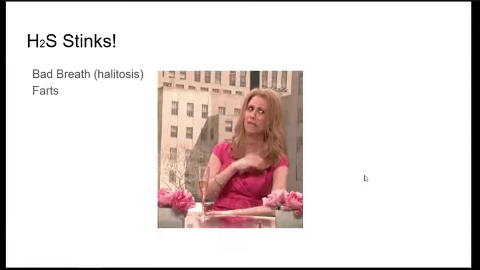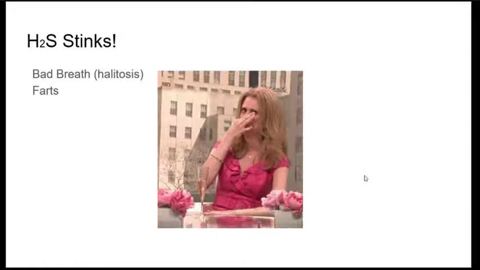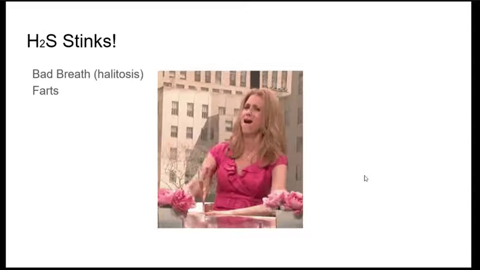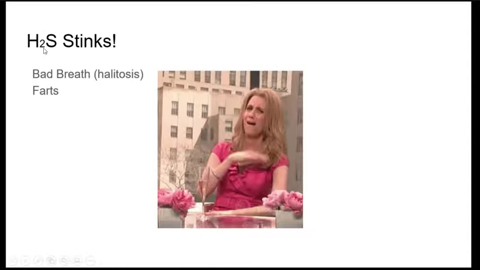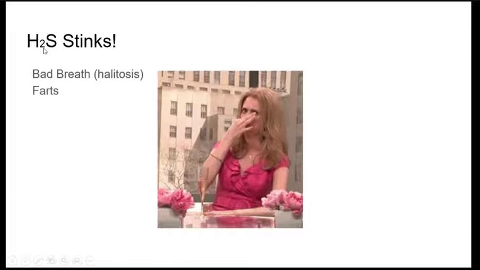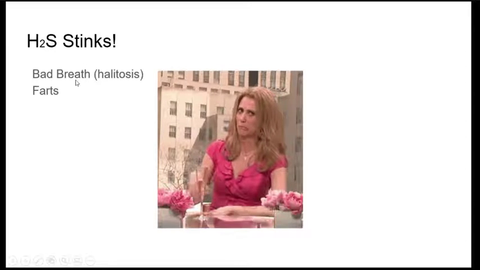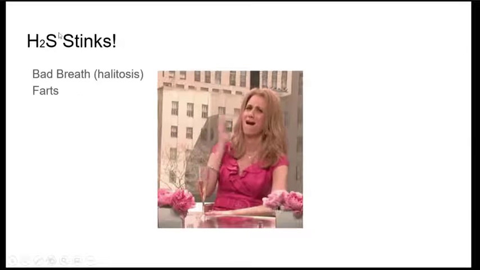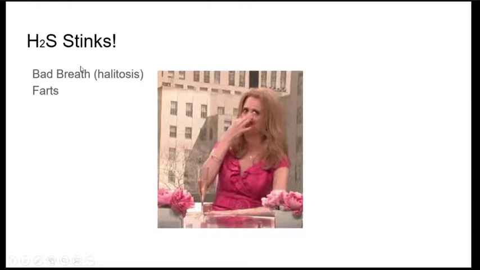And sulfur stinks. That rotten egg smell that you sometimes smell is actually from hydrogen sulfide, H2S, bad breath, farts. This is what makes them the most stinky.